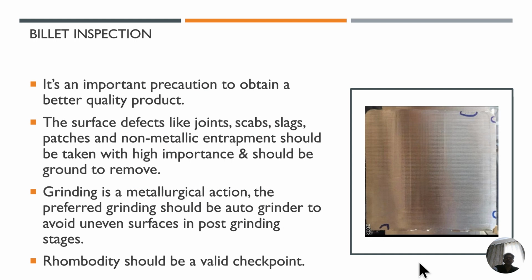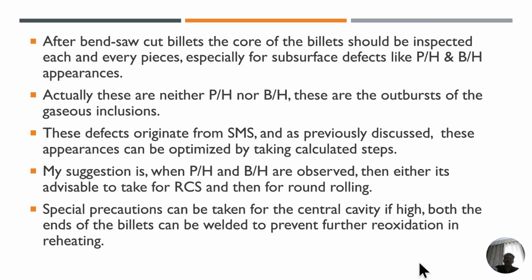Billet inspection. It's an important precaution to obtain a better quality product. Surface defects like joints, scabs, slag patches, and non-metallic entrapment should be taken with high importance and should be ground to remove. Grinding is a metallurgical action. The preferred grinding should be auto grinder to avoid uneven surfaces in post-grinding stages. Rhomboidity should be a valid checkpoint. After cutting the billets, the core of the billets should be inspected, each and every piece, especially for subsurface defects like pinholes and blowholes appearances.